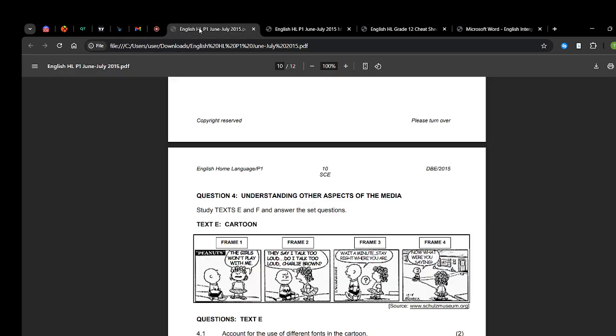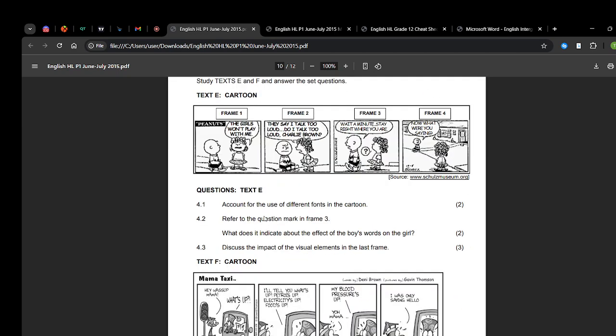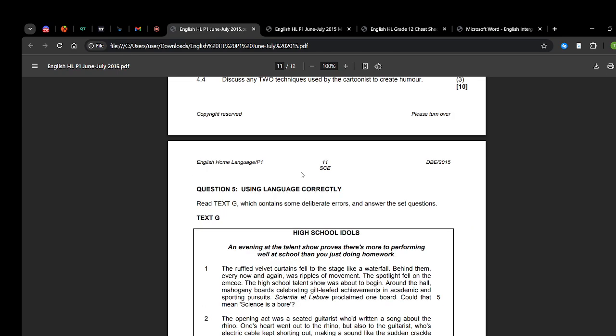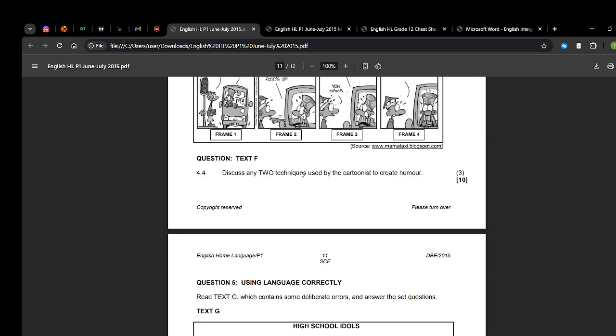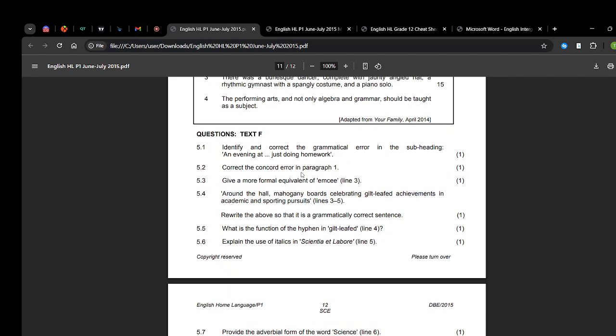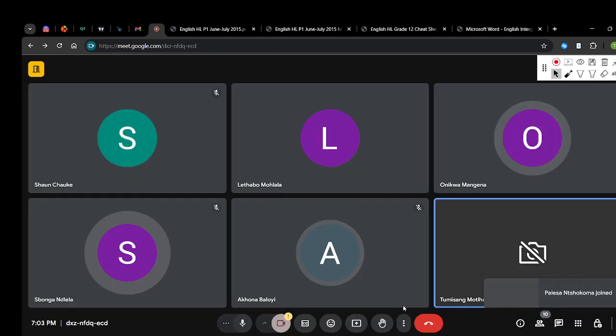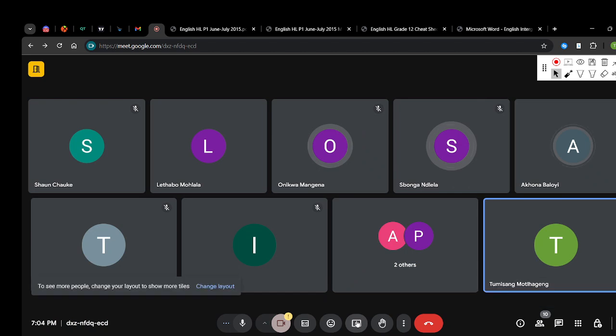So now we're analyzing the cartoon. It shouldn't take too long, and then we can kill language, guys. Let's operate. English is not a difficult subject. I'm sure you guys can see that now. Let me share my screen in the meantime.